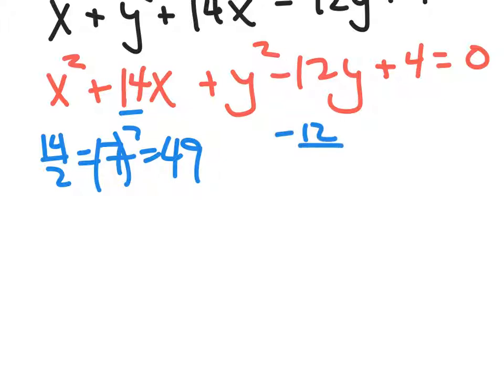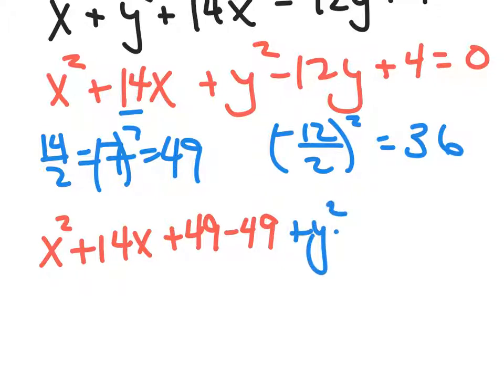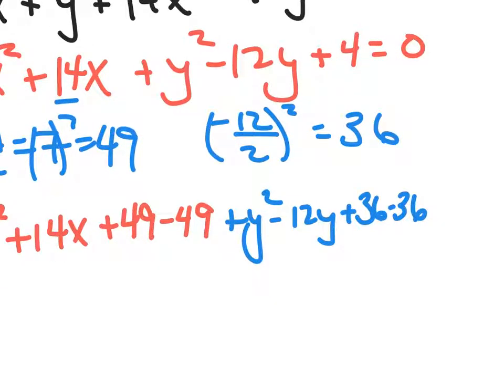I got negative 12 divided by 2. Wrap it up and square it. That's negative 6 squared. I'm going to get 36. So I'm going to say that's x squared plus 14x plus 49 minus 49 plus y squared minus 12y plus 36 minus 36. And don't forget you still have that plus 4 equals 0.